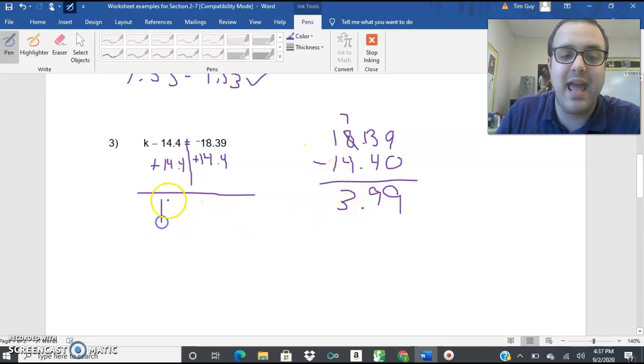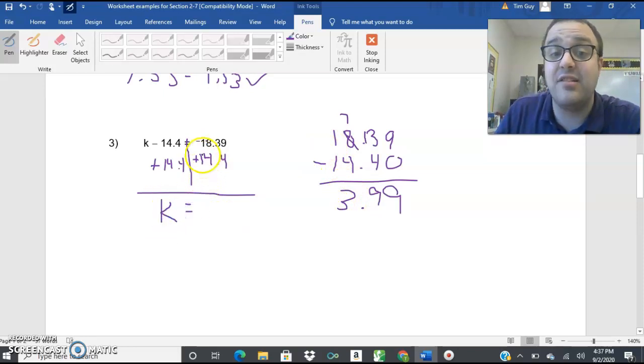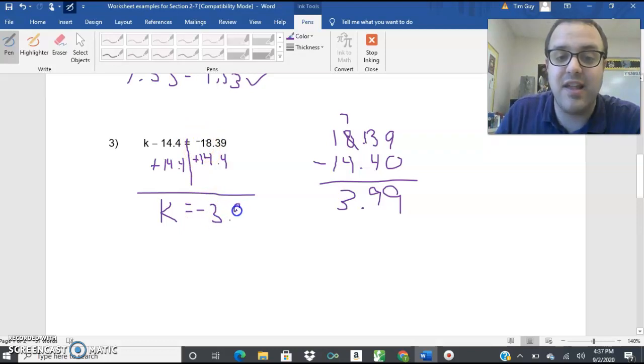So we're going to get that k equals, I'm not going to make the same mistake as earlier, the sign is the higher AV, in this case the higher absolute value, it was the 18, so we're going to have negative 3.99 as our answer.